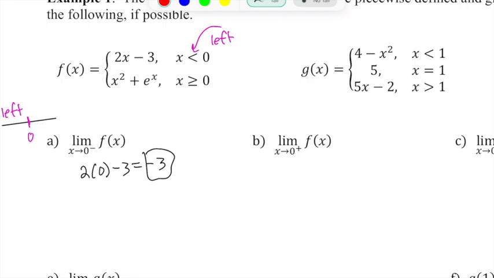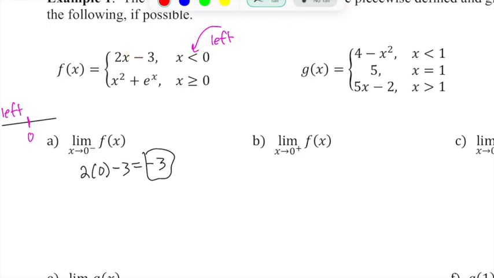Remember, with limits, we don't care what actually happens at the value; we just care as we get close to the value. So we plug in 0 here, even though it says less than 0, not equal to. Again, we're just checking the value at 0.